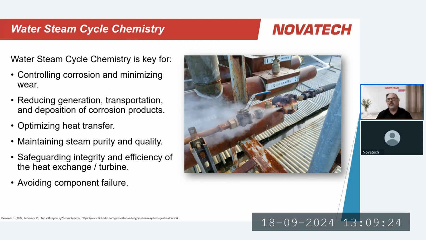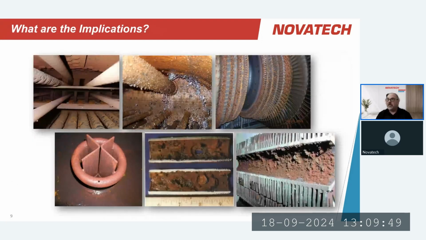Corrosion, for obvious reasons, is obviously a big problem. It leads potentially to damage to the equipment, but potentially also failures, which can be obviously bad for the CapEx or the capital equipment itself, but could be hazardous to personnel that are nearby as well. So these are all things that we want to keep an eye on or are trying to mitigate by controlling our steam cycle chemistry. The implications are profound.